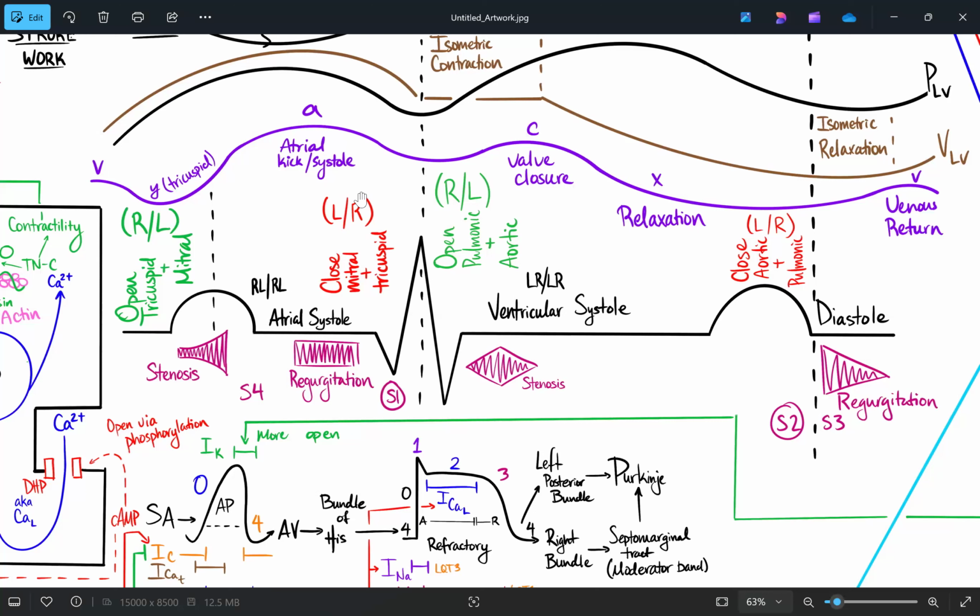And then lastly, you'll have your aortic regurgitation during diastole, which during diastole, your aortic valve should not be leaking blood out because you want to keep it going forward.